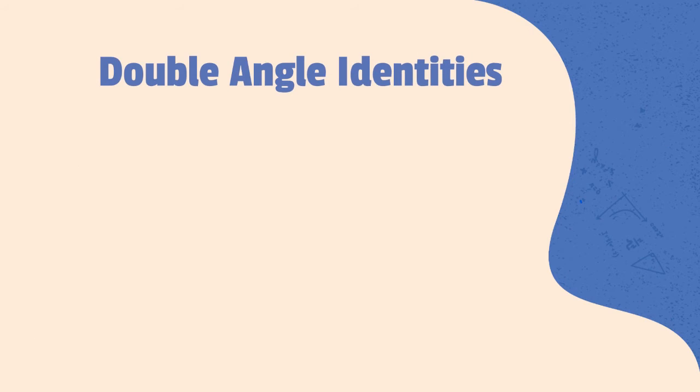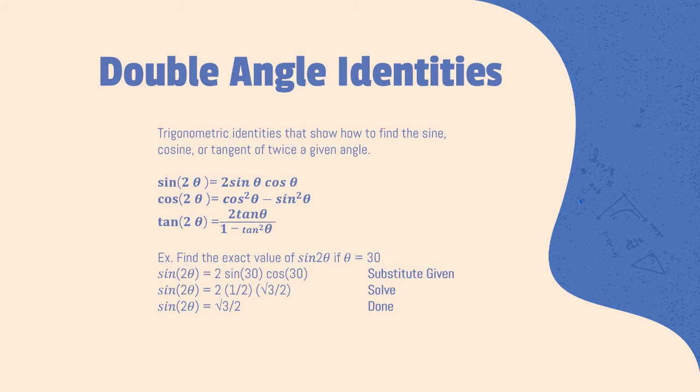Double angle identities. They are trigonometric identities that show how to find the sine, cosine, or tangent of twice a given angle. The double angle identities are as follows. Sine 2 theta is equal to 2 sine theta cosine theta. Cosine 2 theta is equal to cosine squared theta minus sine squared theta. Tangent 2 theta is equal to 2 tan theta over 1 minus tangent squared theta.